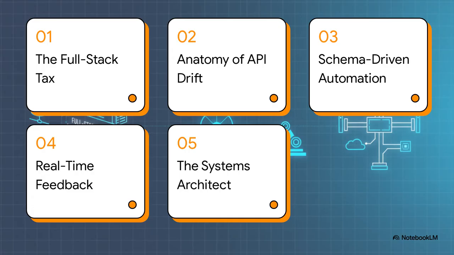Here is the roadmap for our briefing today. 1. The full stack tax. 2. Anatomy of API drift. 3. Schema-driven automation. 4. Real-time feedback loops. And 5. The systems architect.